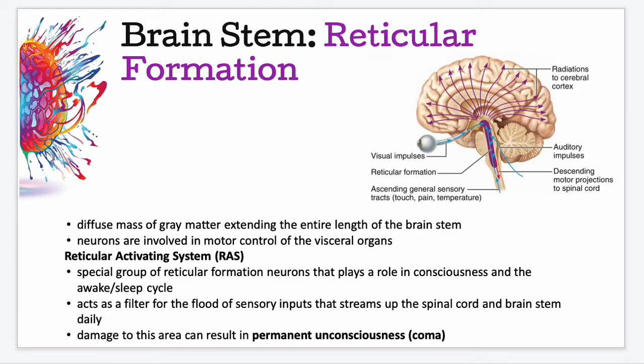The RAS also acts as a filter for the flood of sensory inputs that streams up the spinal cord and brainstem daily. So those weak or repetitive signals are filtered out, but unusual strong impulses do reach consciousness. So damage to this area can cause coma.